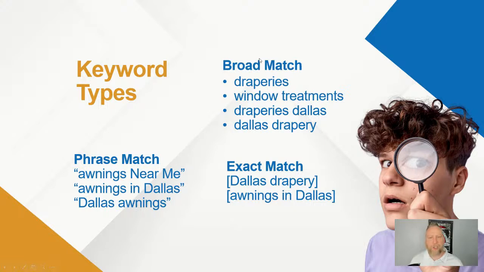Broad match is the most broad and probably should never be used, but an example is draperies. So anytime anybody's searching for anything related to draperies, show my ad. That's a great way to spend a ton of money really quickly, because Google starts to make some assumptions about some things that maybe aren't that great.